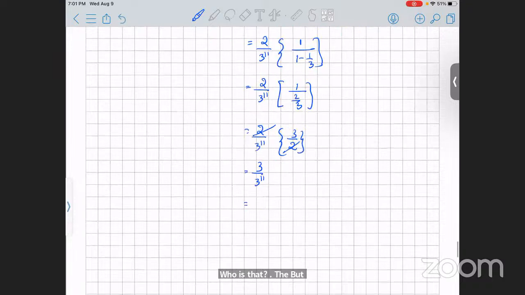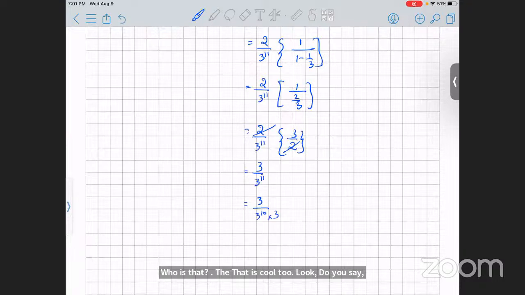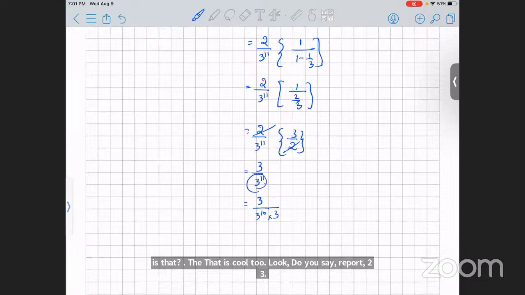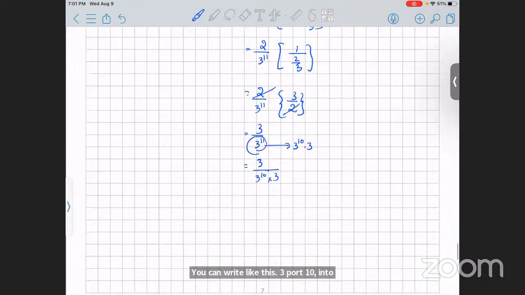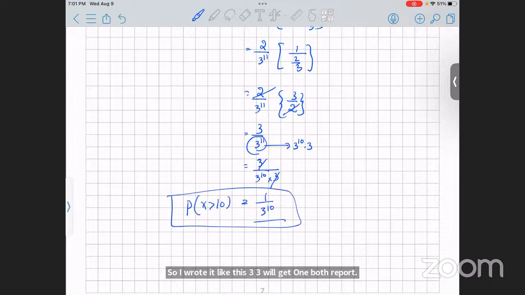That equals, listen to this carefully, 3 by 3 power 10 into 3. You can write 3 power 11 as 3 power 10 into 3. So 3 will get cancelled, leaving 1 by 3 power 10. Clear? So P of x greater than 10 value is 1 by 3 power 10. Clear, everyone?